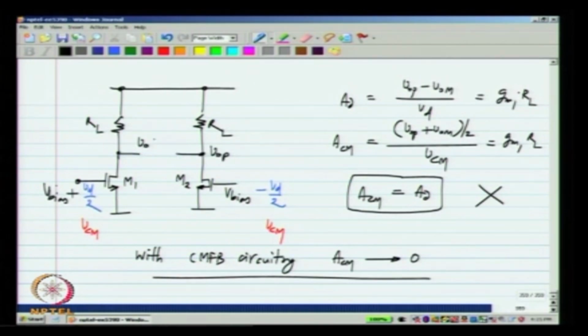We can't simply put two circuits next to each other and use them as fully differential circuits. We will have to either have inherent common mode rejection like the differential pair does, or we have to add common mode feedback circuitry which will kill the output common mode signal, or we have to do both.